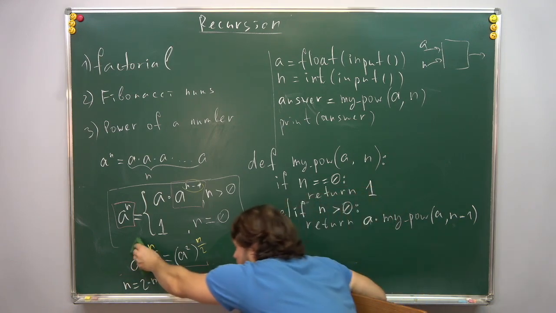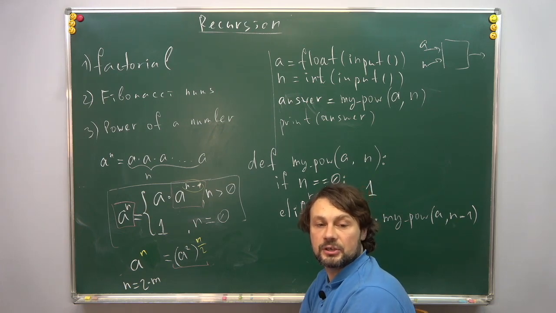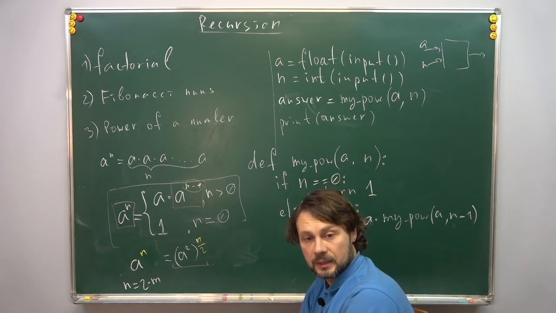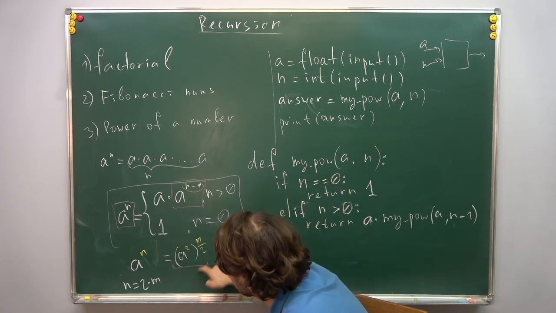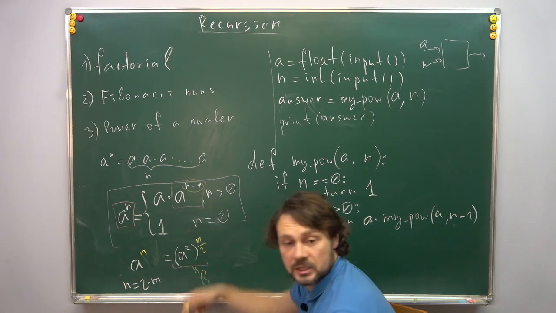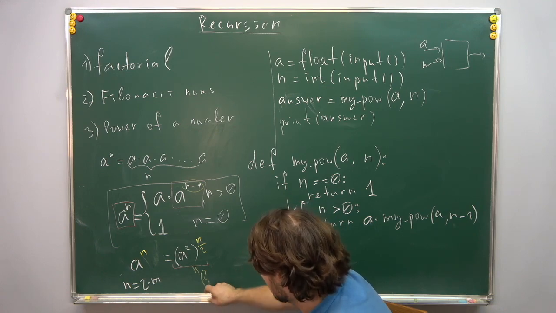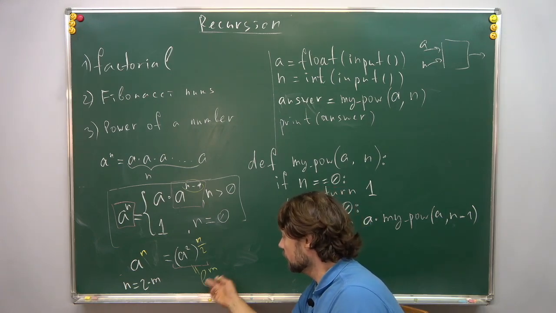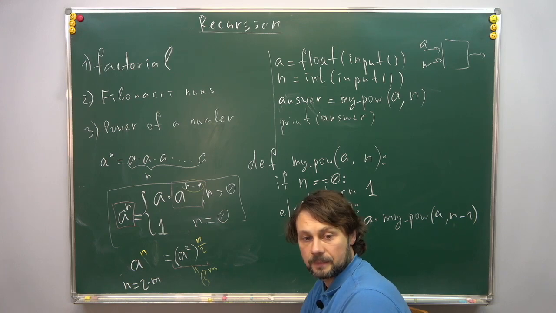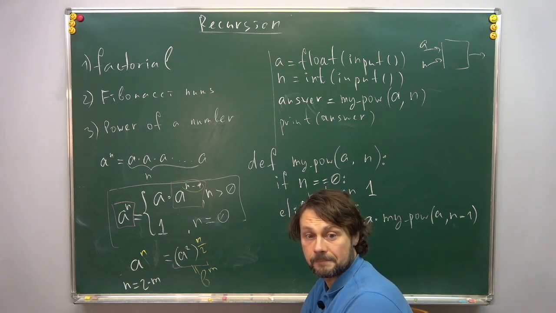What is the main idea? That the task of calculation a in power of n can be substituted by the same task, with something new, of course, because a in square is also a float number that should be calculated in some power. So calculation of a in power of n can be substituted by calculation of b in power m, where b is a in square, m is n divided by 2. Okay?